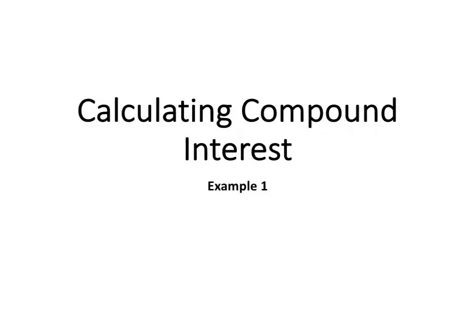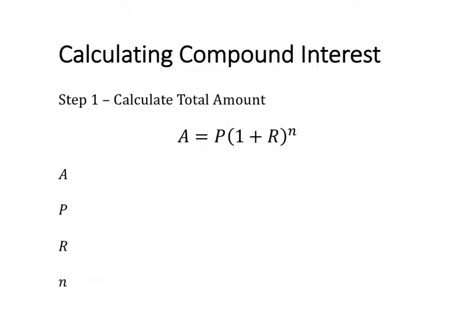In this video, we're going to have a look at how we calculate compound interest. When calculating compound interest, to get the interest amount, there's really two steps that we need to do. The first step is to calculate the total amount, including the original principal plus the interest. To do that, we use the formula A is equal to P, and then in brackets, 1 plus R to the power of N. So let's have a look at what each of those components represent.